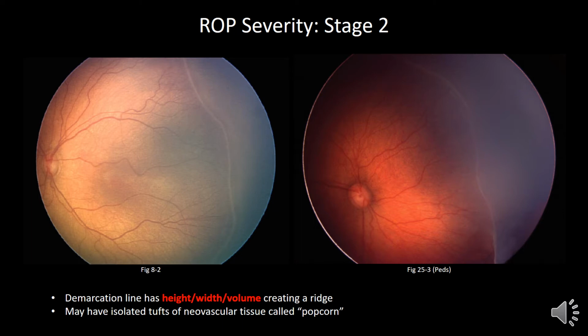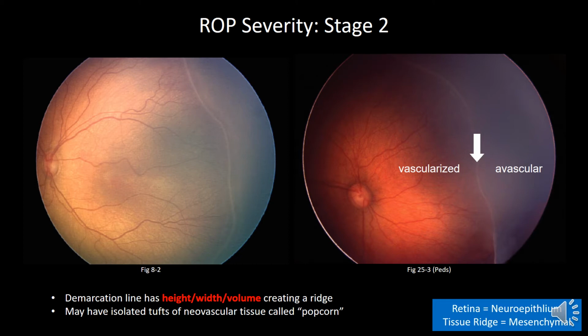Small isolated tufts of neovascular tissue lying on the surface of the retina may be present, and these are called popcorn lesions. Here we see an elevated ridge at the border of the reddish vascularized tissue and the gray avascular retina. Of note, while the retina is derived from neuroepithelium, the tissue ridge shown here is actually mesenchymal in origin.